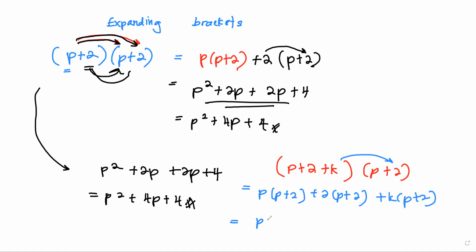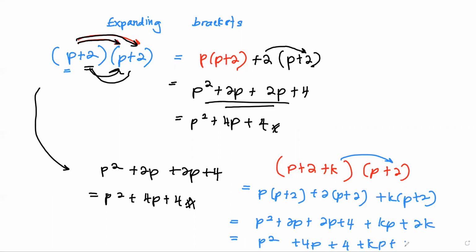And you can just expand them like this: p squared, p times 2, p times 2, 2 times 2, and then k times p, k times 2. Then you can just simplify them like just now, 2p, 2p, so 4p. The rest, we can't add them. So just leave it like that, that's it. So this method also works for questions that have 3 terms like this.